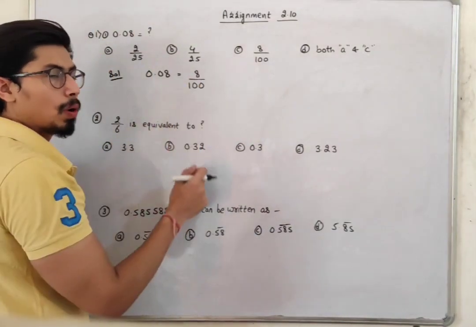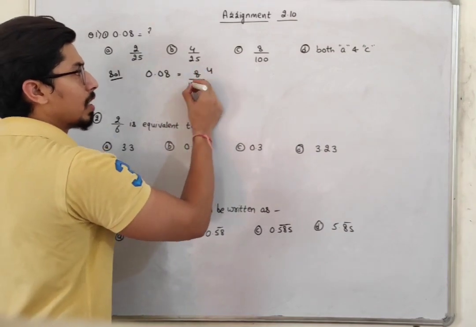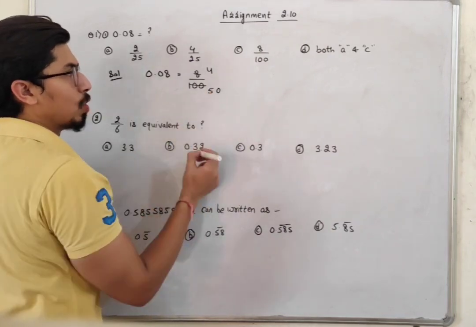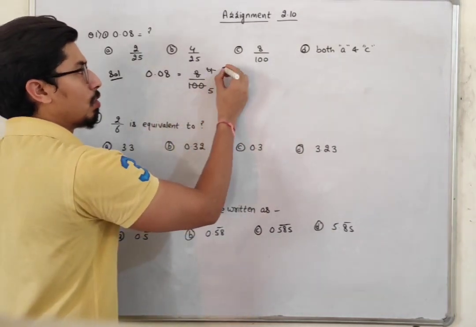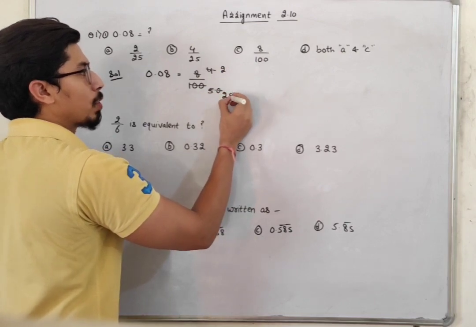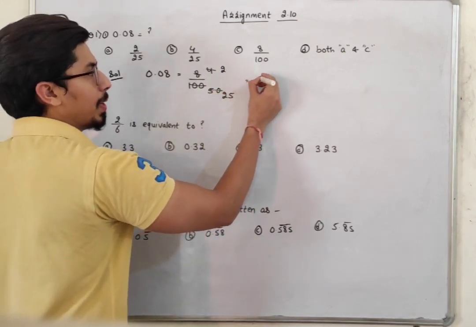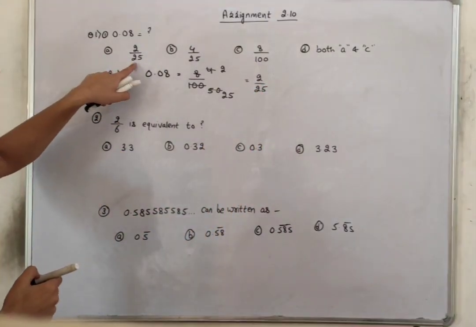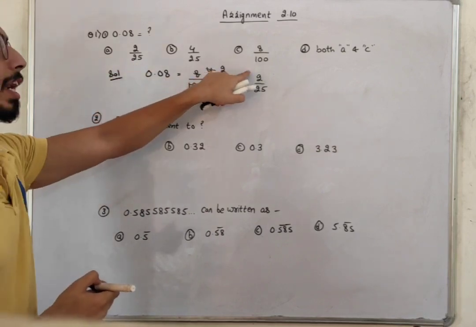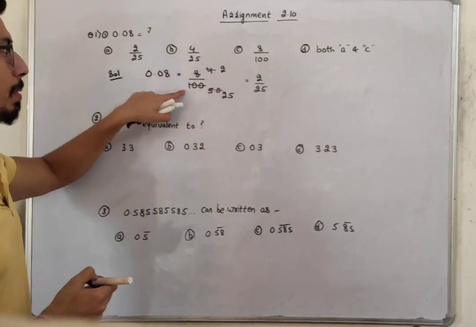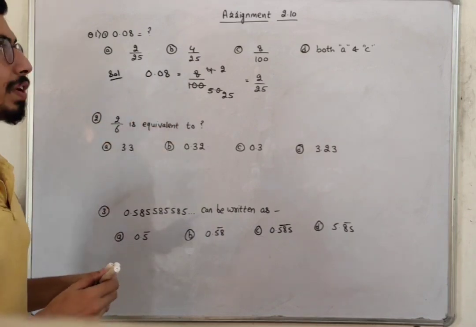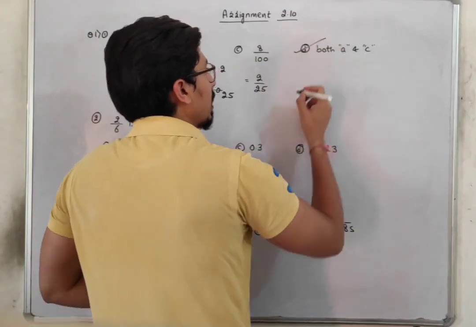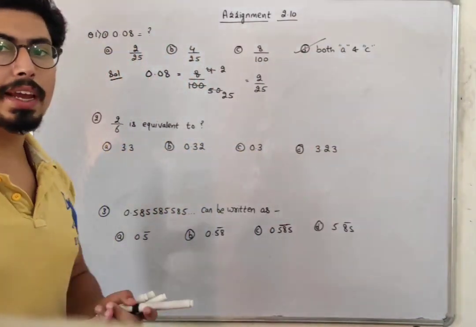But if I cancel them out, 2 4s are 8, 2 5s are 10. If I again cancel them out by 2, it would be 2 and 25. So it will be 2 by 25. Okay, students. So it can be 2 by 25 and also 8 by 100, because 8 by 100 we got at the start. So we can say that both A and C are correct. That's why we will take option D, that is both A and C.